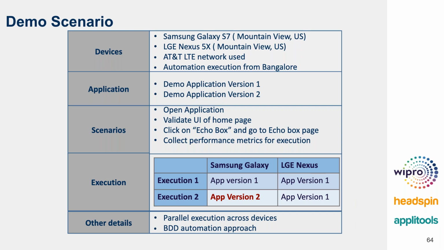In the second execution, on the Samsung Galaxy device, we will change version 1 to version 2, so that you will see there is a failure in that execution because there will be a UI change. We will be leveraging parallel execution here. So basically, you will see the framework is running the test case simultaneously on both the devices, and we are leveraging the BDD approach here.